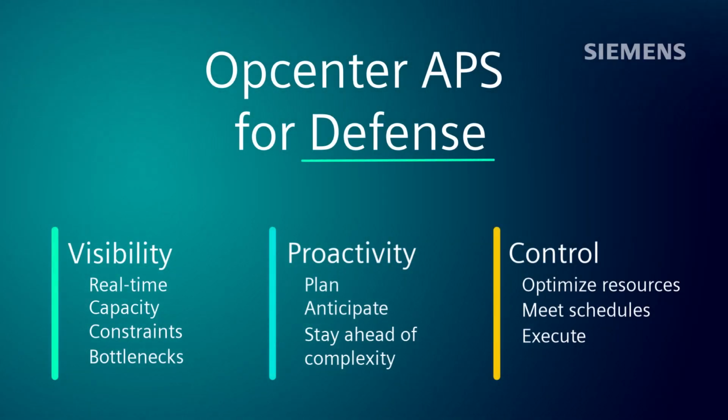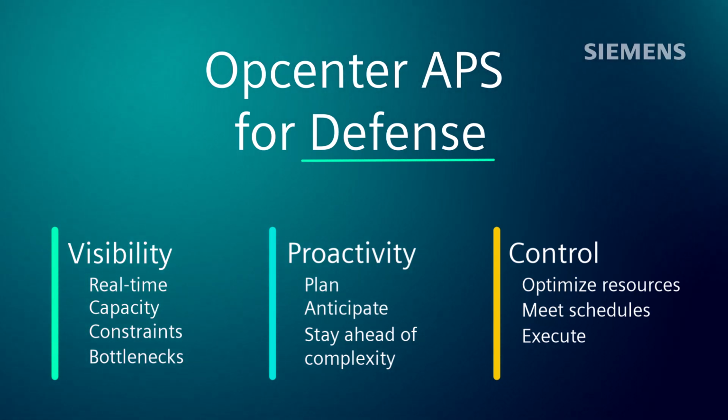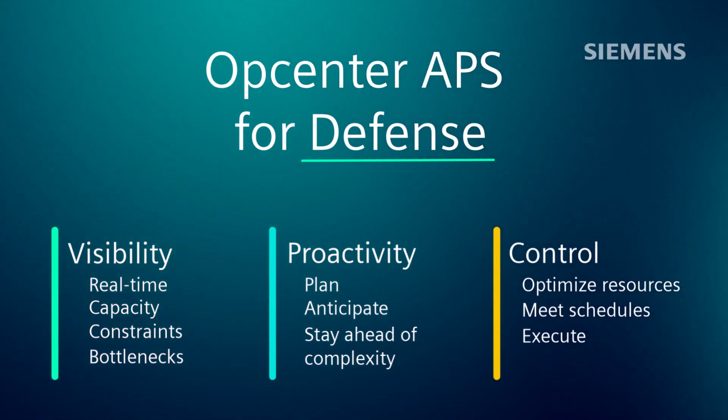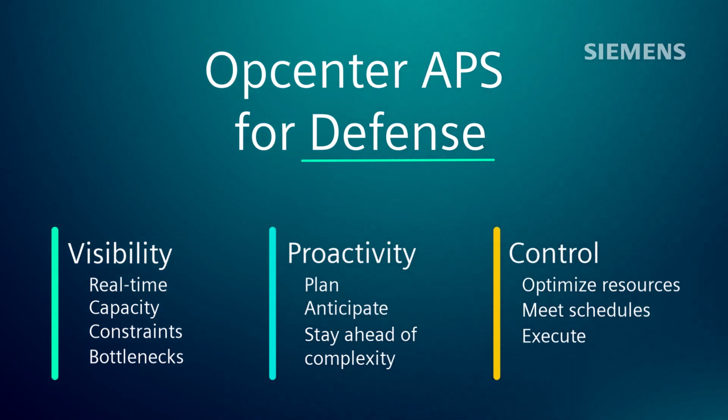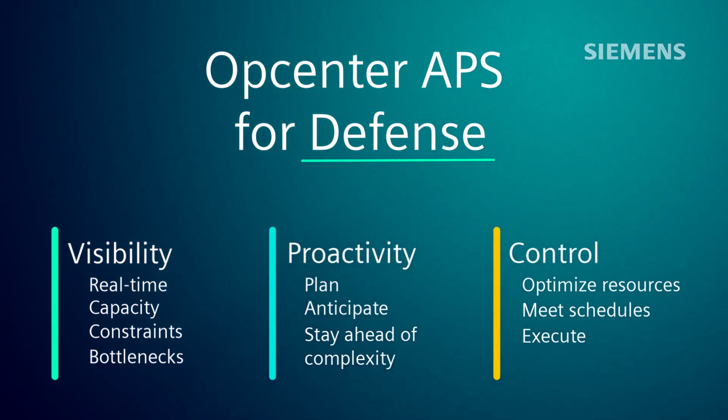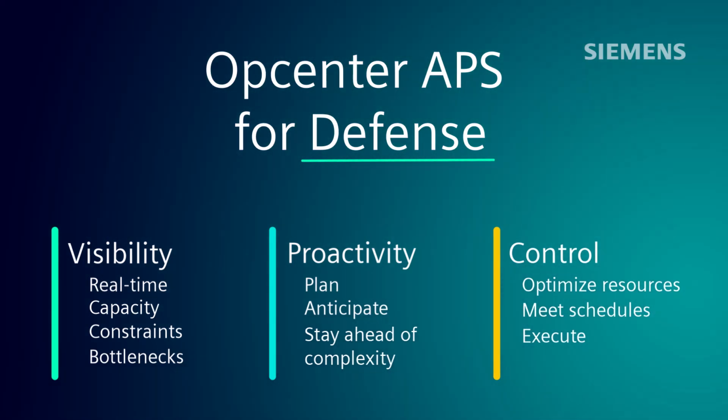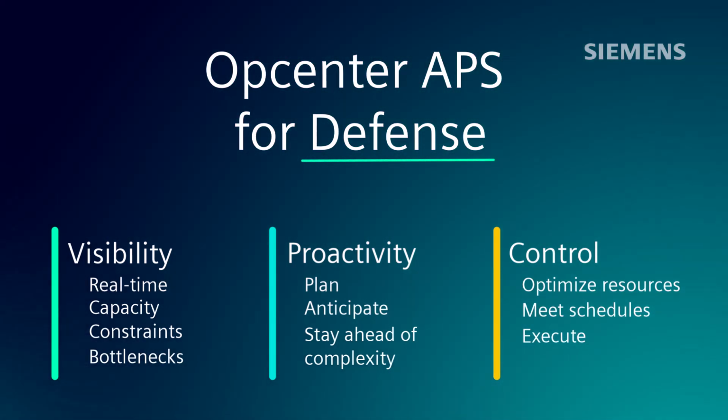And here's the key insight. The rules you use today don't have to be the same rules you use tomorrow. What's optimal for today's schedule might not be optimal next week. Market conditions change, supply chains shift, equipment needs evolve. Opcenter APS gives you the flexibility to adapt.